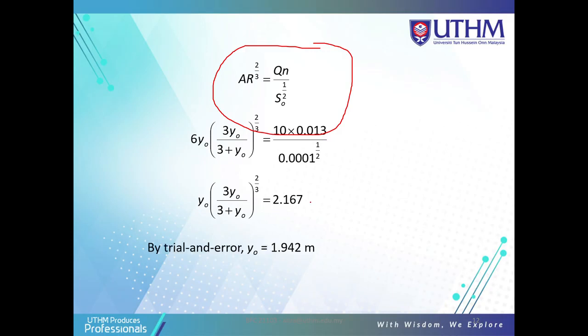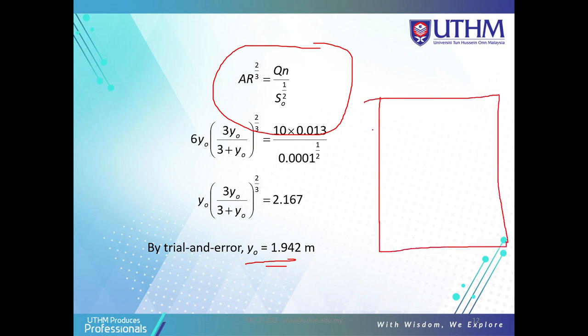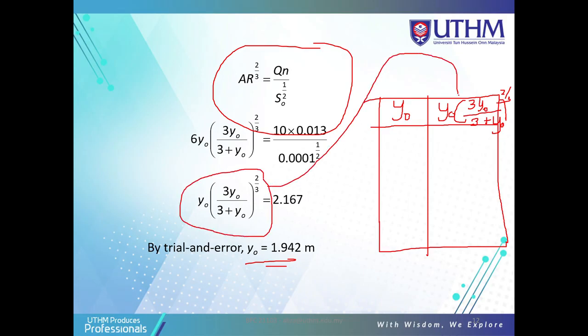So you use try and error, and you also put the table here. Just remember that in your final or in your test, if using try and error, you must draw this table. You must do this table to put this is y naught, this is y naught over 3 y naught, then 3 plus y naught here, 2 over 3. So you put this in the part of this row. So this is y naught.